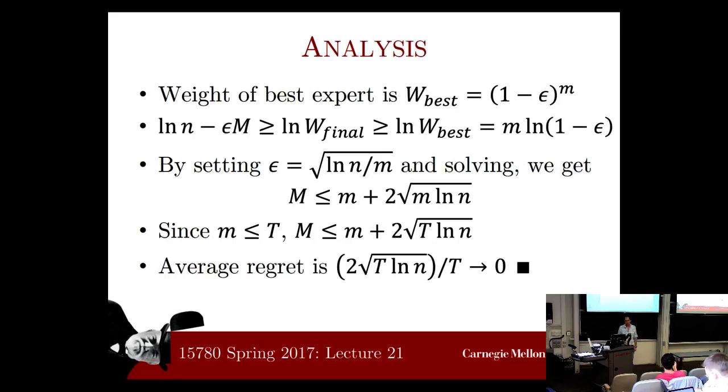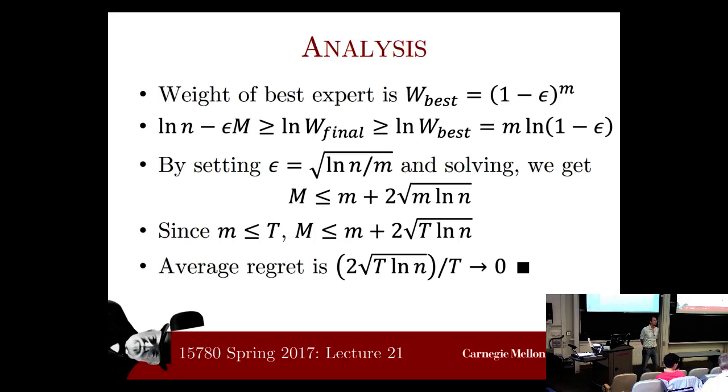Roger? Wait, so why is m greater than the square root of t ln n? Is m like our best case scenario? Right, so you mean small m? We're saying regret is defined by our cost versus the best expert in hindsight. Small m is defined to be the cost of the best expert in hindsight, the number of mistakes made by the best expert. So our cost minus m is at most this term. That's our regret. And to talk about average regret, we divide this term by t.